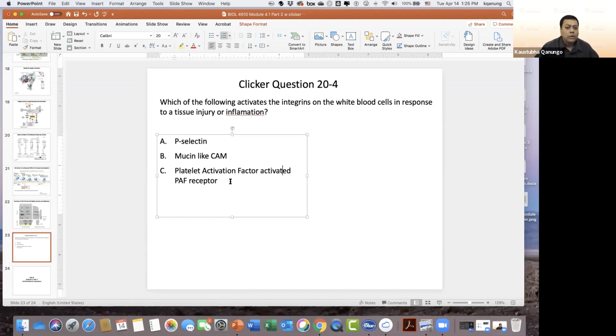If you only have PAF, or if you only have the PAF receptor, and you don't have these two choices, PAF receptor, you're fine. You will always choose that. On the other hand, if you don't have this choice, then you can choose the PAF, that's the answer. But if I give you both of these choices, that's kind of confusing.